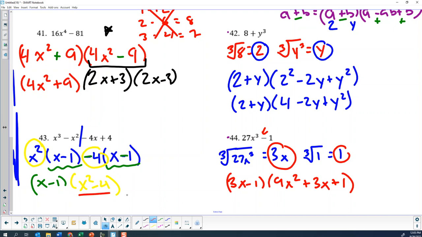Then you should recognize you have the difference of perfect squares. So x minus 1 stays, x squared minus 4 becomes x plus 2, x minus 2.